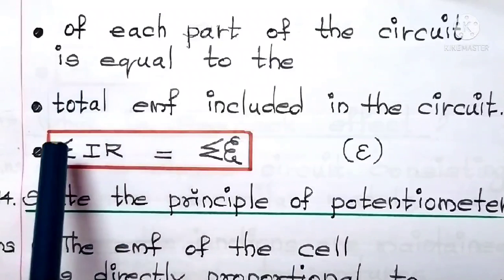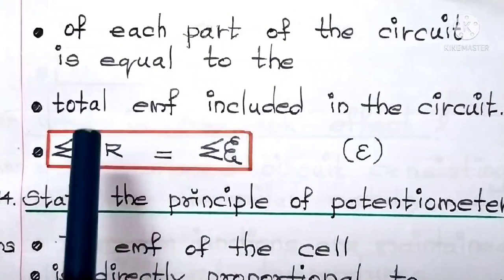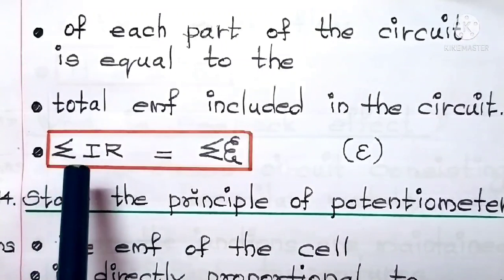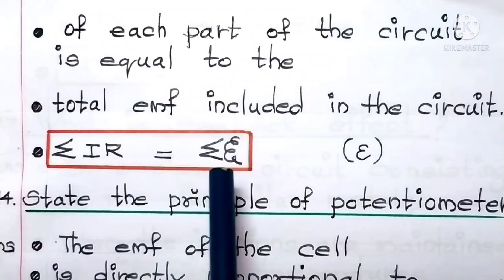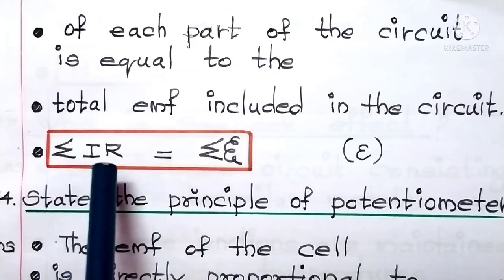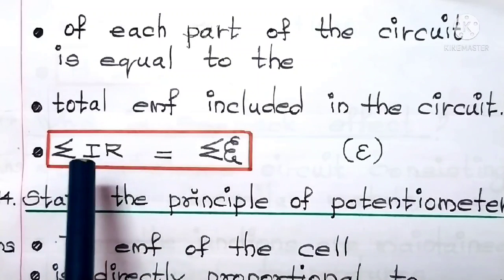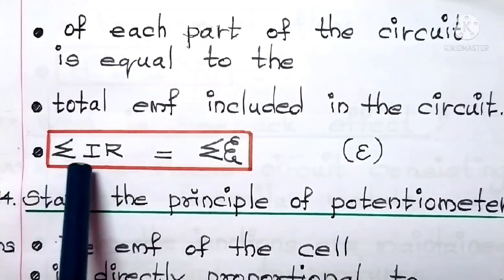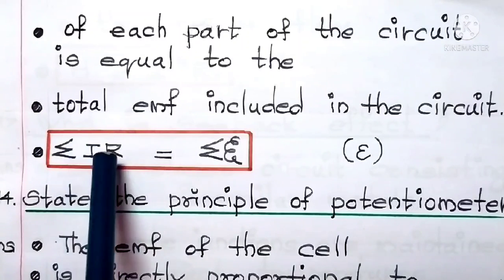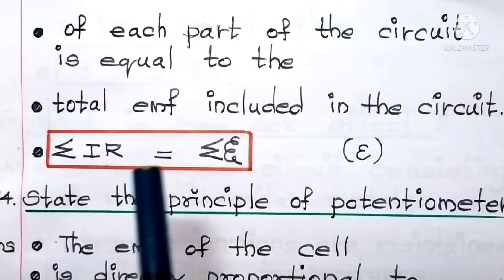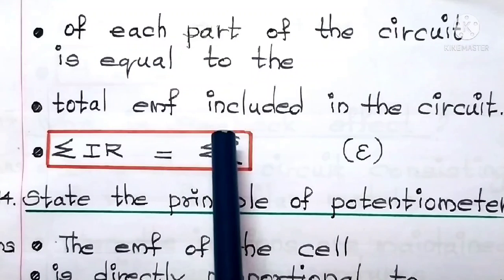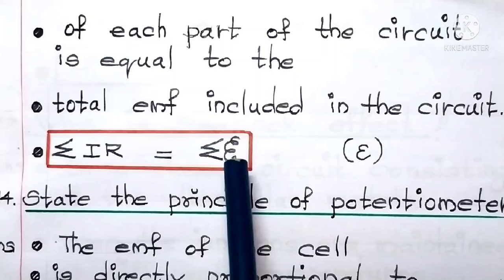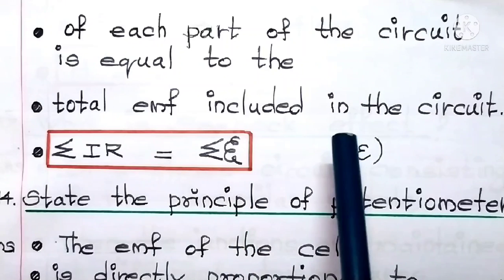Now let us write the rule in the form of an equation. Sigma IR is equal to sigma E. Here IR stands for the product of current and resistance, and this sigma is nothing but the summation of all the products of IR in the circuit, which is equal to the sum of all the EMFs in the circuit.